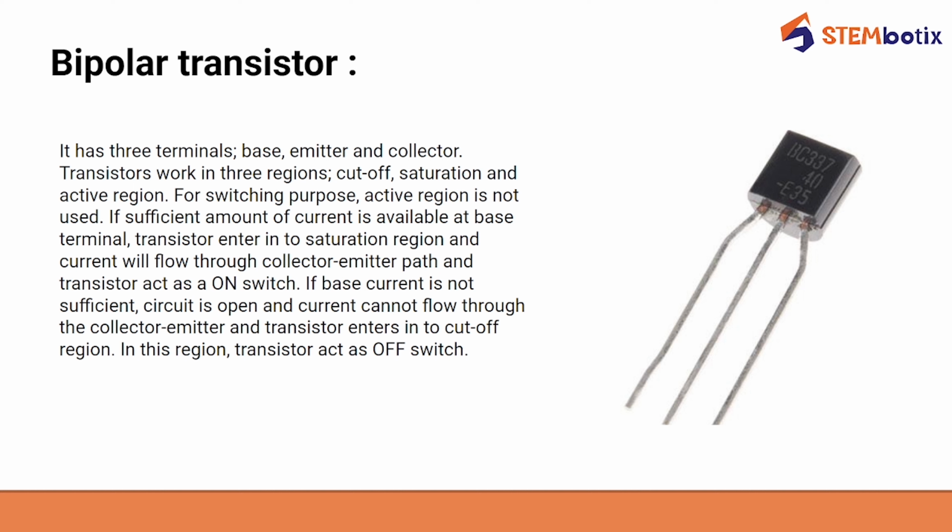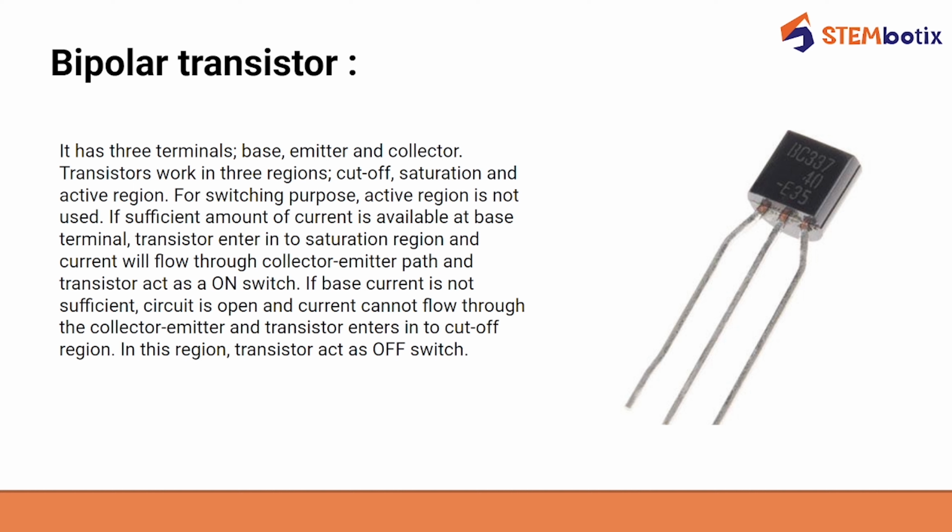If a sufficient amount of current is available at the base terminal, the transistor enters into the saturation region. So a specific amount of current at the base terminal will move the transistor into the saturation region, and current will flow through the collector-emitter path and the transistor acts as an on switch.